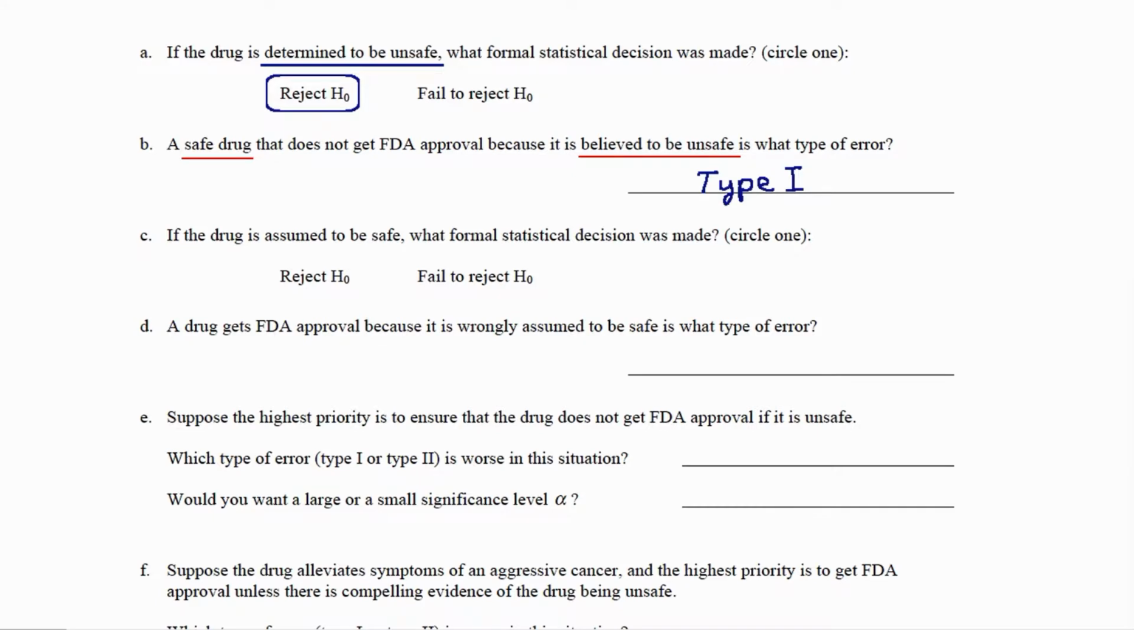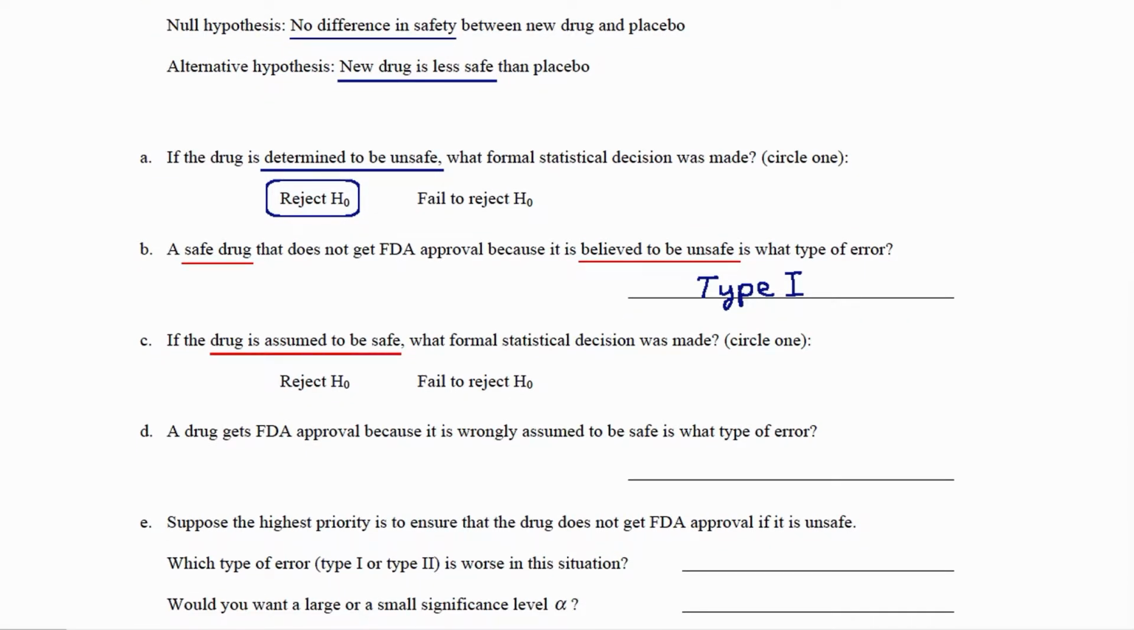Now, if we look at the other side of things, this time we have a drug that is assumed to be safe. So if we're assuming the drug is safe, again, let's look back at our hypotheses. That means that we're going with the null hypothesis. At least we are failing to reject the null hypothesis. So again, we're describing an error next, a drug that gets FDA approval because it is wrongly assumed to be safe. If we're assuming it's safe, we fail to reject, and therefore wrongly assuming it's safe must be a type 2 error, the type of error that would go along with fail to reject. Remember to look back at the table that we saw on the first page of these notes for determining how a type 1 and a type 2 error are defined.